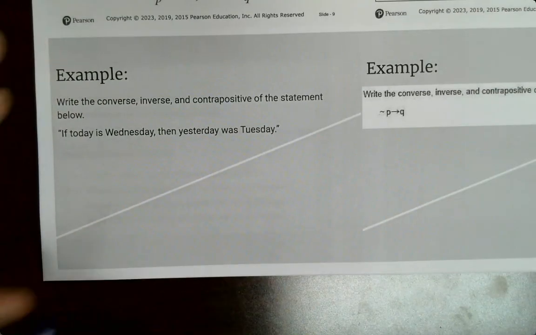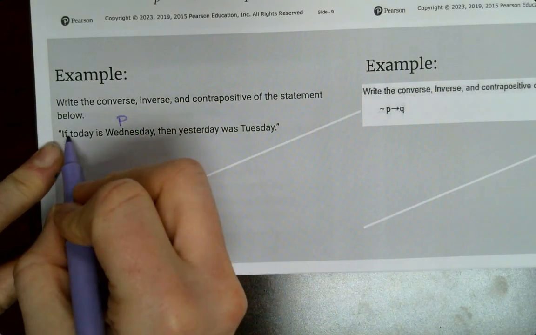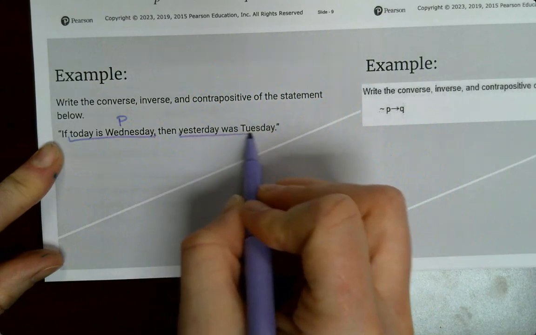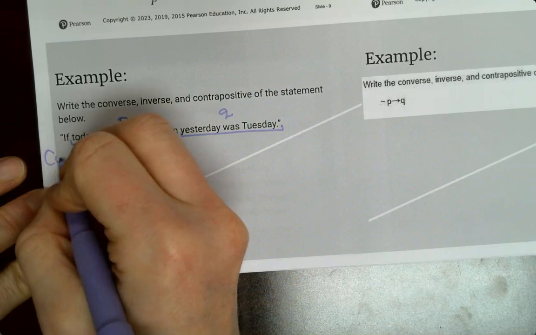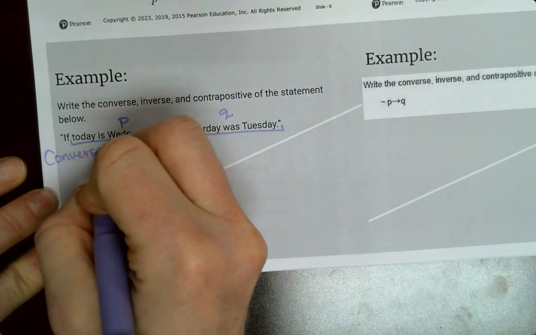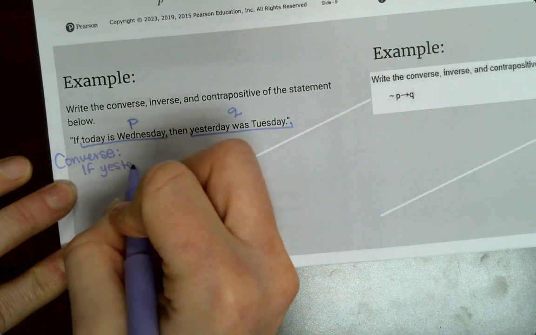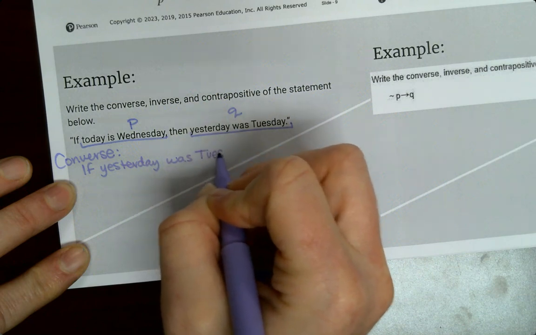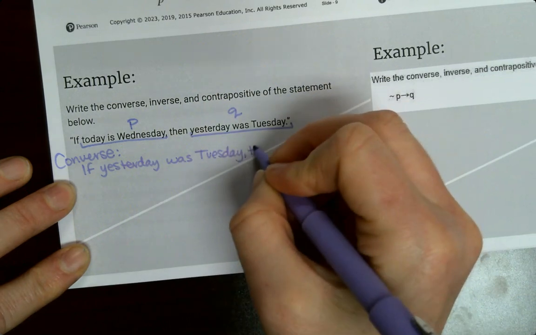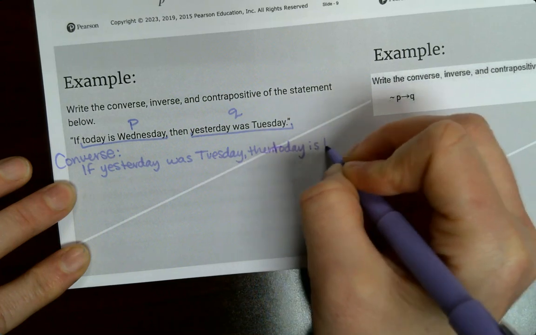All right, let's look at this example. Write the converse, inverse, and contrapositive. If today is Wednesday, then yesterday was Tuesday. So we have P, today is Wednesday, and Q, yesterday was Tuesday. All right, so the converse: you flip them. If yesterday was Tuesday, then today is Wednesday.